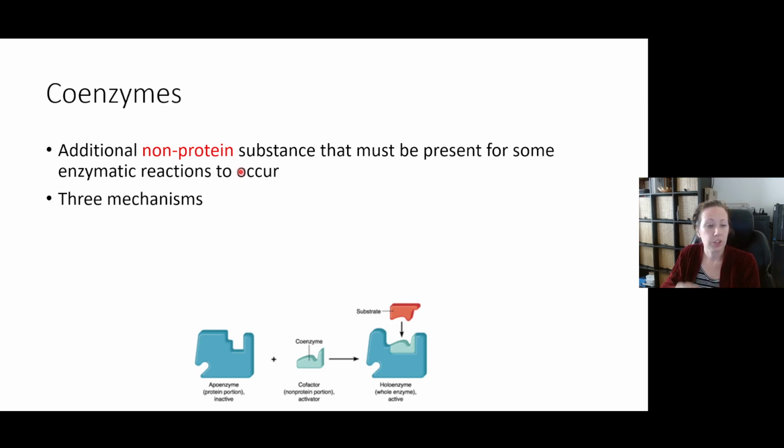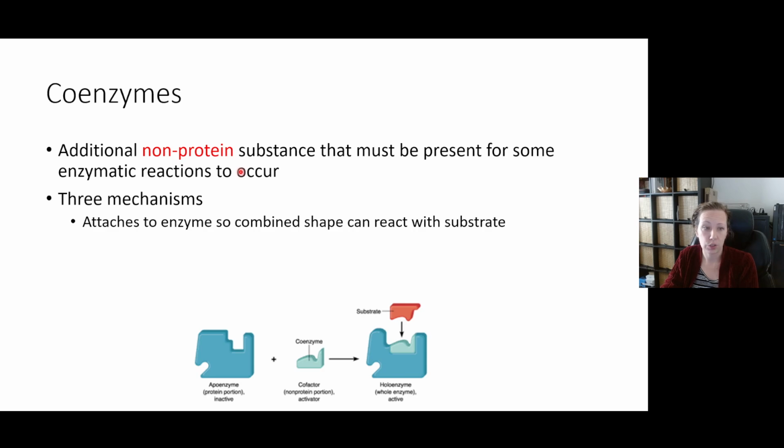So there's three mechanisms in which coenzymes may work. So depending on the enzyme-coenzyme combination, they use one of these mechanisms, okay? So different coenzymes work through different mechanisms. The first is that the coenzyme attaches to the enzyme so that the combined shape reacts with the substrate. And that's what's being shown here in this diagram. Okay, so you have the enzyme and the coenzyme actually sits in the enzyme before the substrate binds to it.